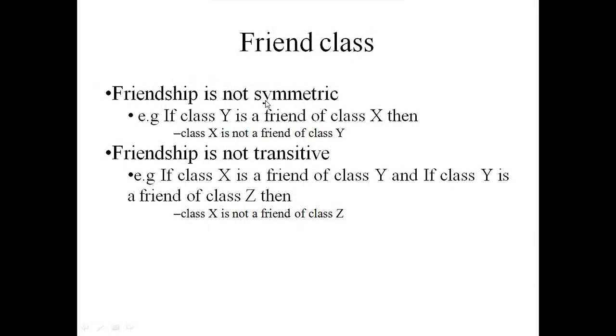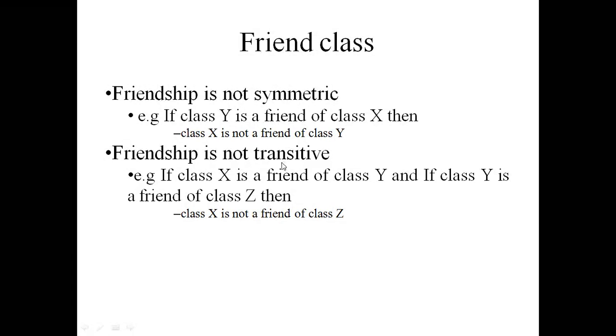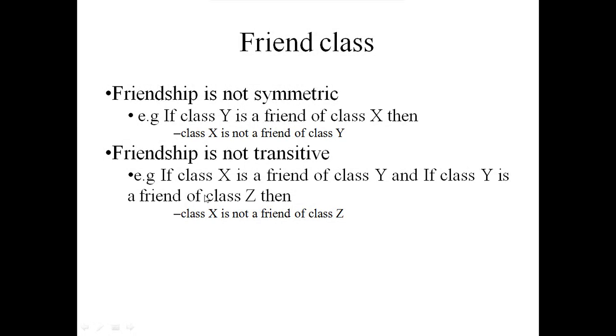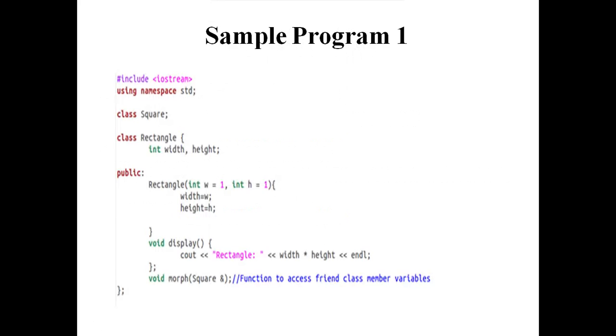And these are the properties of friend classes. Friendship is not symmetric. Suppose I say that class Y is a friend of class X, then it doesn't mean that class X is a friend of class Y. Similarly, friendship is not transitive. That is, if class X is a friend of class Y and class Y is a friend of class Z, then we cannot conclude that X is a friend of class Z. Both these properties do not hold for the friendship relationship in OOP, right?